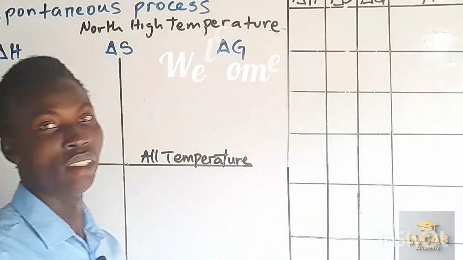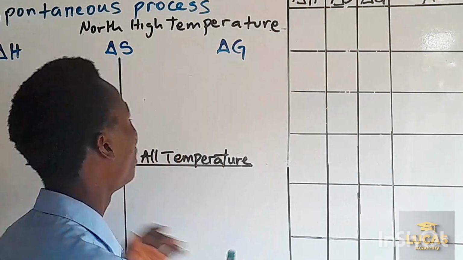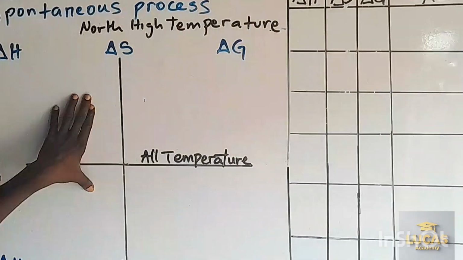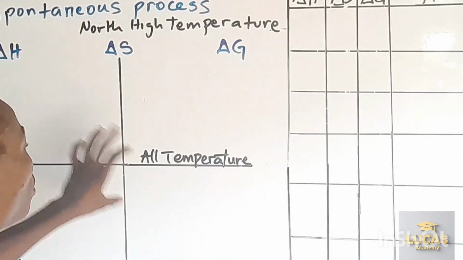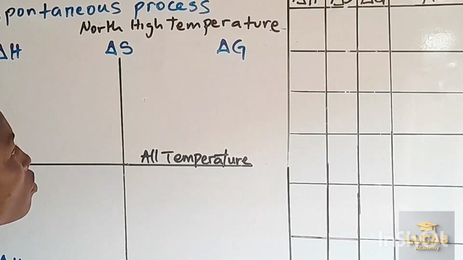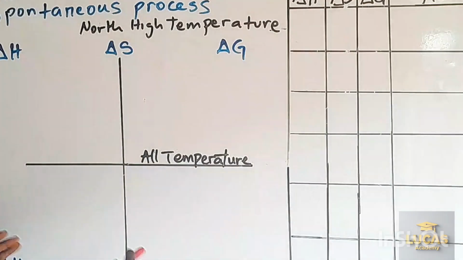So this is how to derive a spontaneous process. Let us begin with this particular one here. Now what are you going to do? You make a cardinal point like this, so all the angles are right angled. Then you make a table like this where we want to fill our result. Now let us start with this.